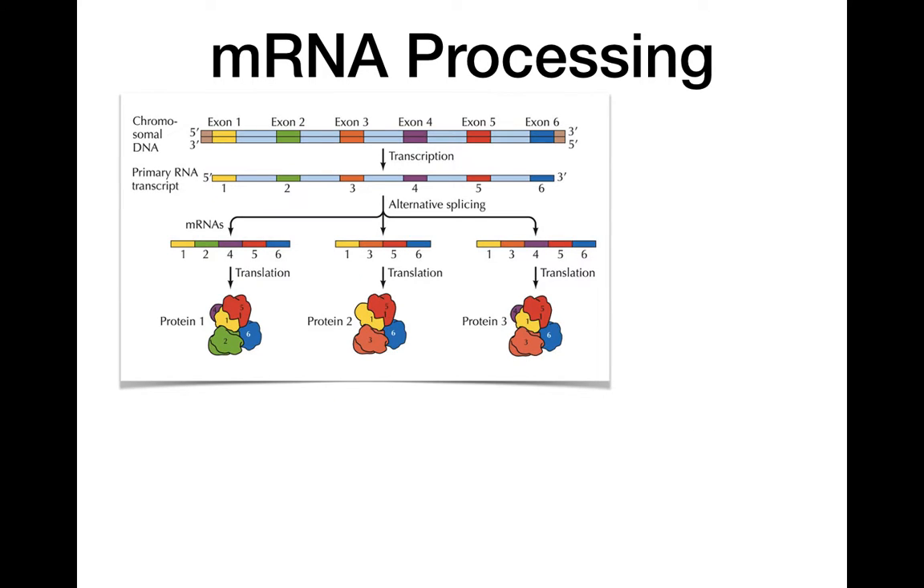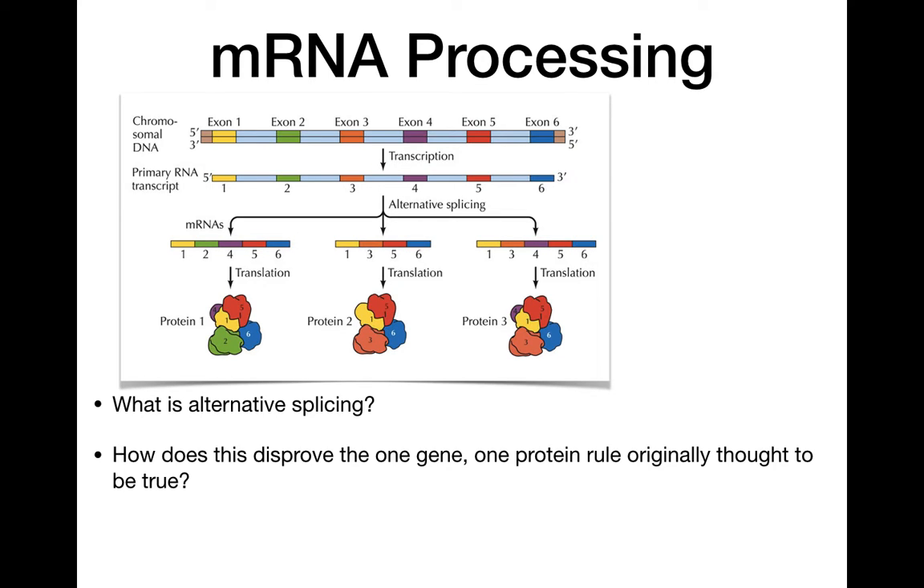Okay, so how does this get processed? Well, we also have the idea of alternative splicing. So what does that mean? The name is pretty logical. Alternative splicing, what do you think that means to you? Well, alternative splicing is you can splice the pre-mRNA, or the RNA transcript, in multiple different ways.